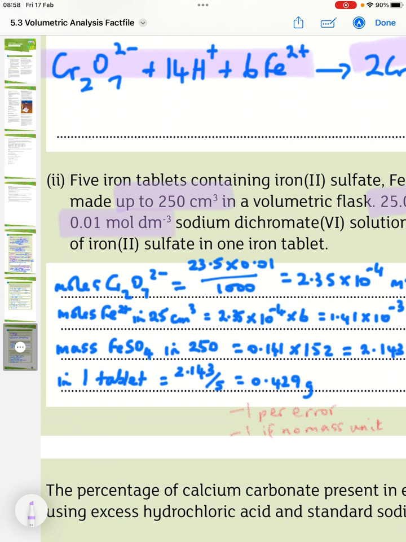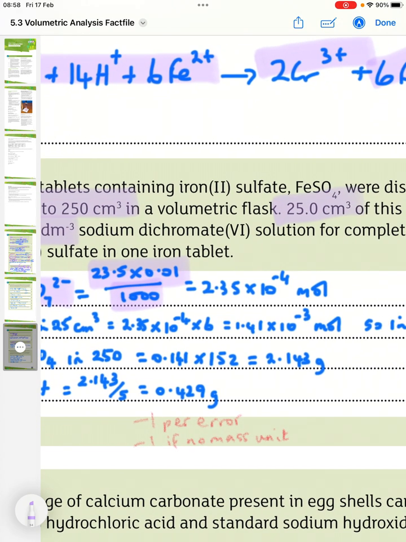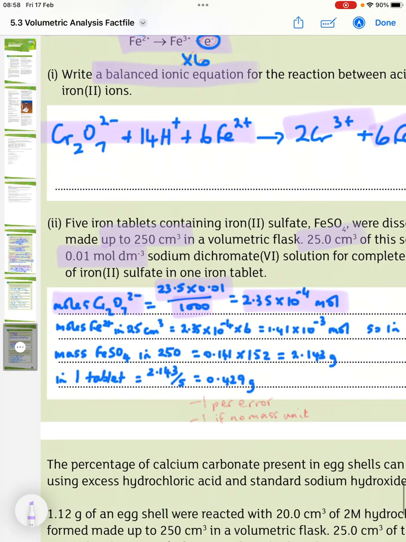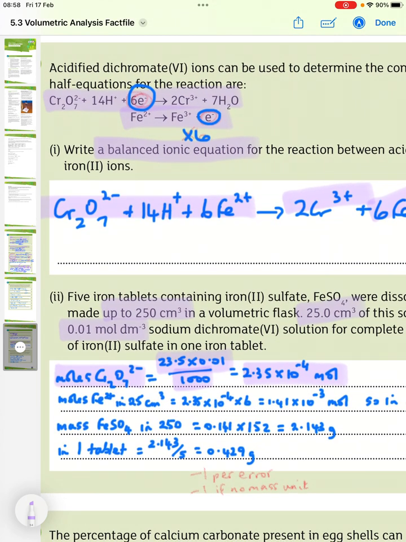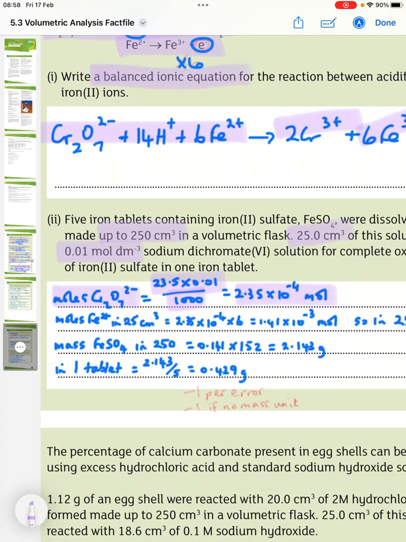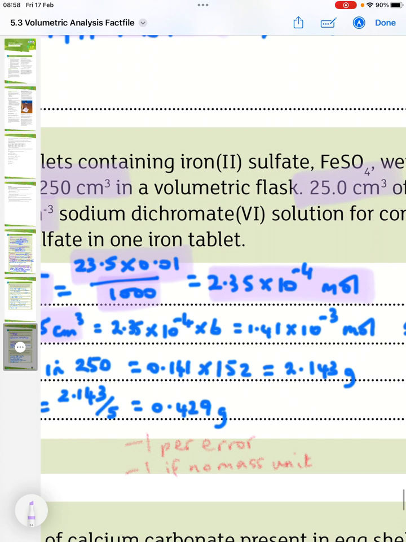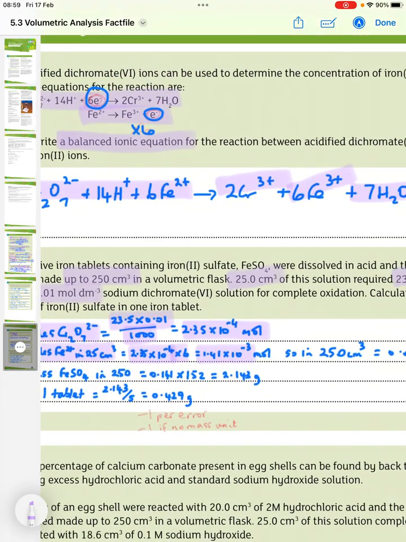So we start with what we can do from the question, which is the moles of the dichromate, so 23.5 times 0.01 divided by 1,000, which gives us 2.35 by 10 to the minus 4 moles. And then from the balanced equation up here, we know that it's 1 to 6 for the ratio. So we're going to take that number to find the moles of iron in 25 cubic centimetres. We're going to take the 2.35 by 10 to the minus 4 multiplied by 6, which gives us 1.41 by 10 to the minus 3 moles.